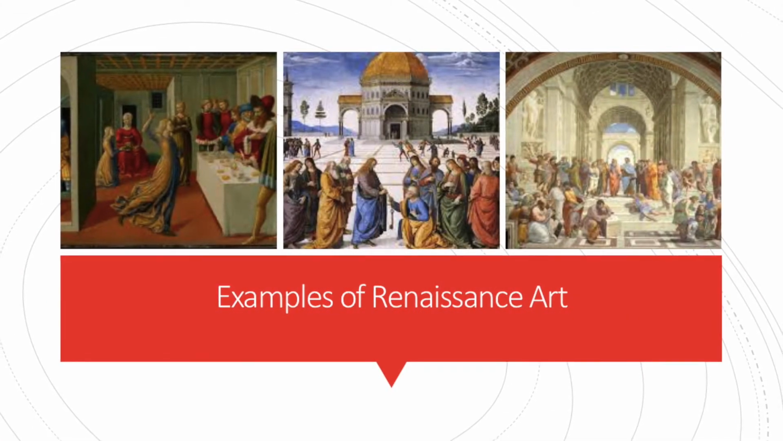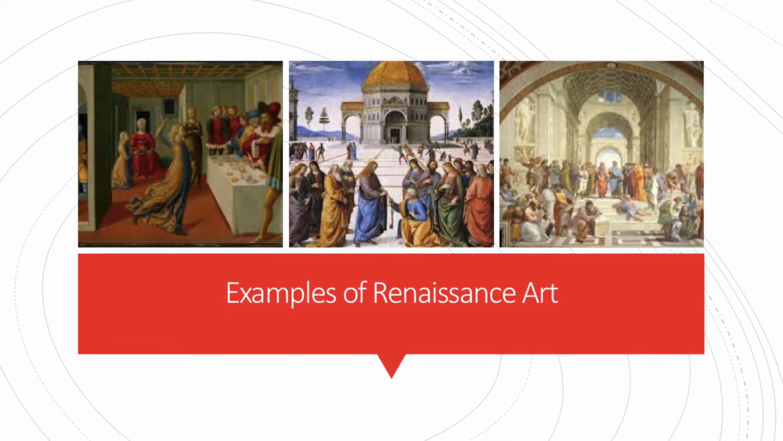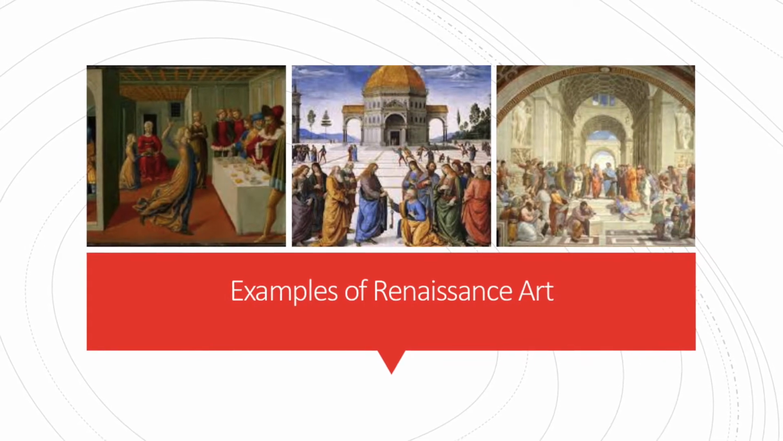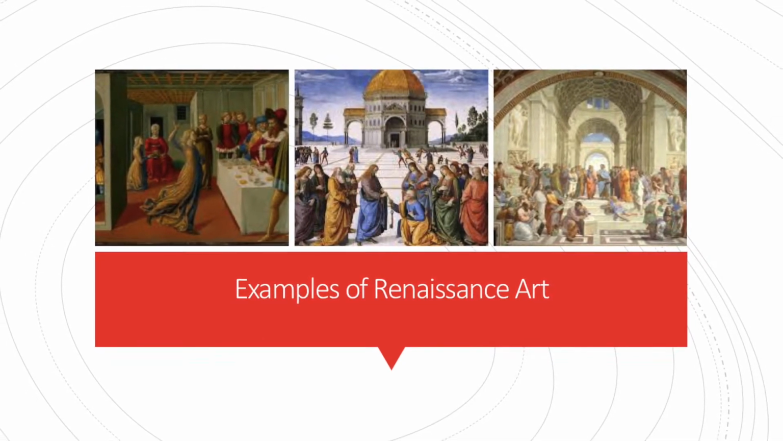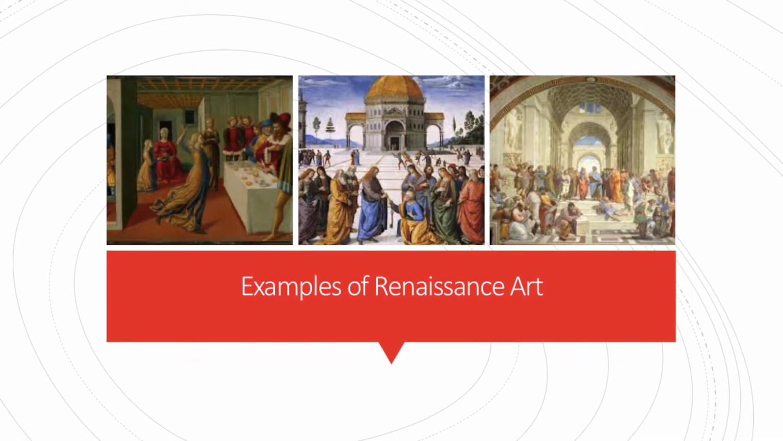Here we have three examples of art from the Renaissance era. On the left-hand side, we have the meeting of St. Anthony and St. Paul. In the middle, we have Perugino's Christ handing the keys to St. Peter. And then on the right-hand side, we have the School of Athens.